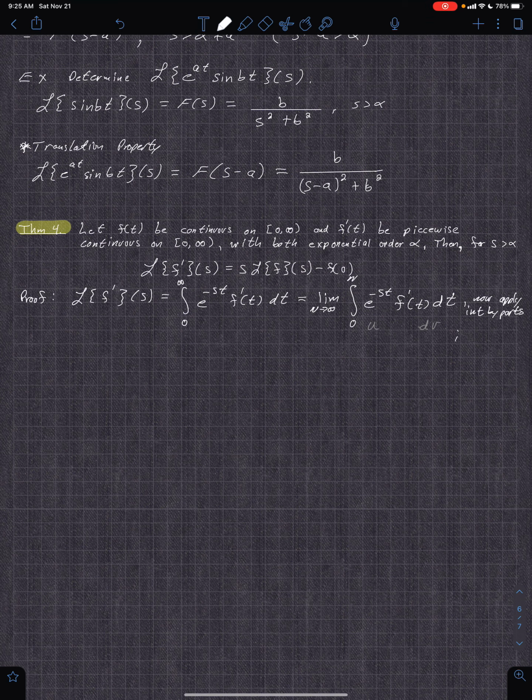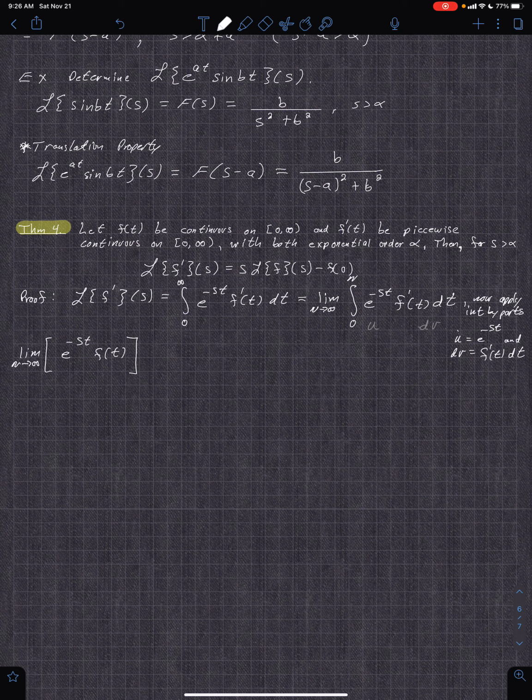So my u will be e to the negative st, and my dv will be f prime of t dt. And so I'm not going to show all those little details. So do that to this next step, and we get that the limit as n approaches infinity of e to negative st, this is uv, basically, and then we can break up the limit.